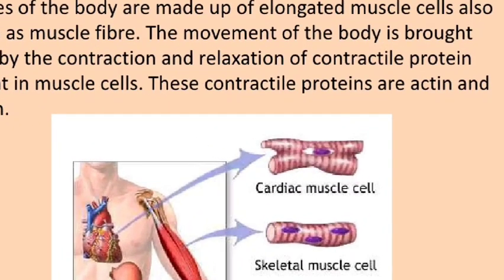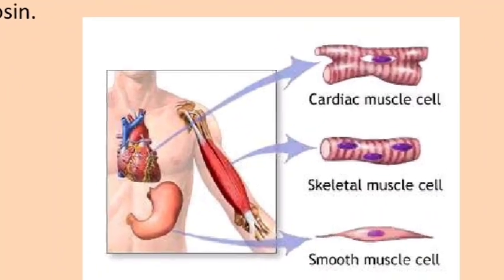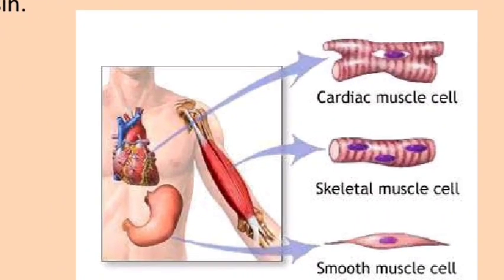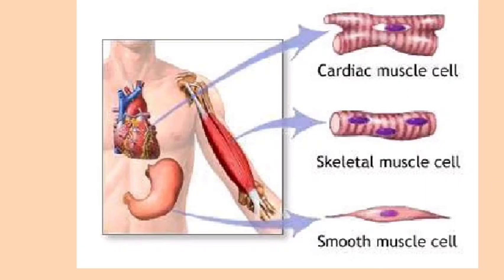Here you are seeing the cardiac muscles, which are exclusively found in the heart; skeletal muscles, which are attached to the forelimbs and hind limbs; and smooth muscle cells, which are unstriated muscles found in the alimentary canal, that is, in the stomach.